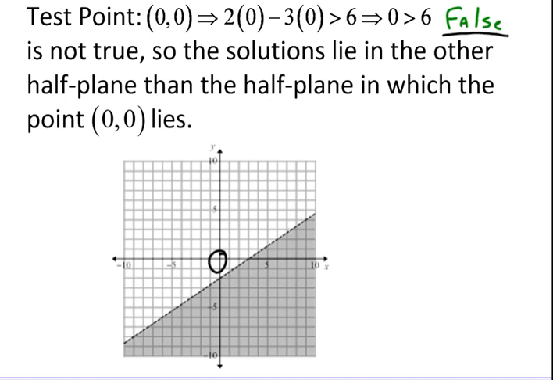So here's our test point. We use 0, 0, and normally we always use 0, 0 unless the line's going through the origin. As you can see, once we substitute 0, 0 for x and y, we get 0 is greater than 6. Well, that's a false statement, or it's not true. So the solution doesn't lie where the test point's false, it only lies where it's true. So we shade the area that makes the inequality true. And it's a dashed line because we have a greater than symbol.